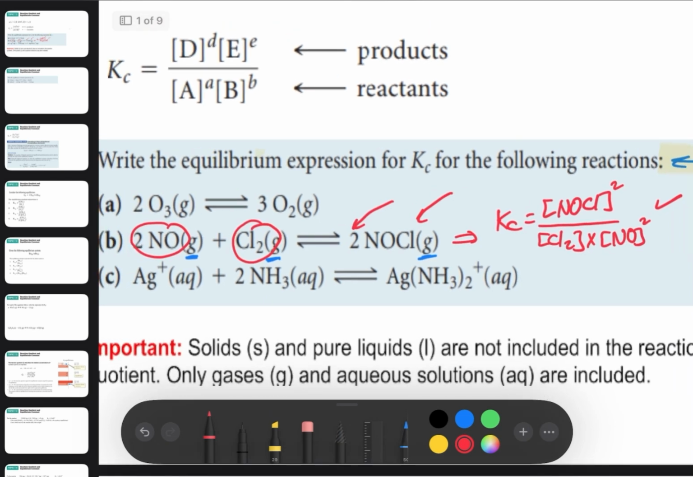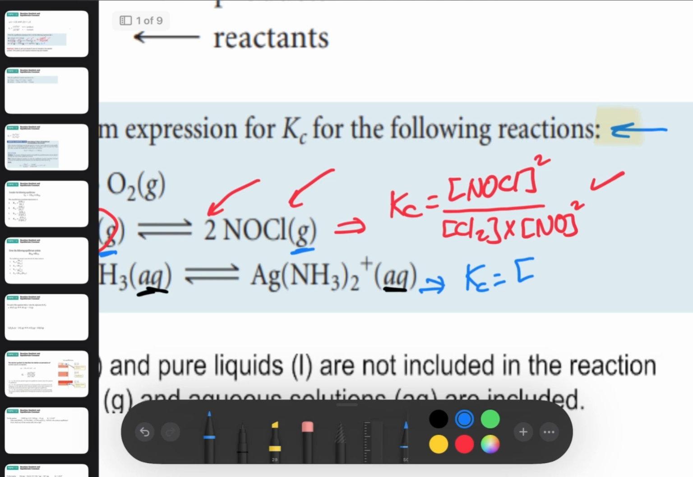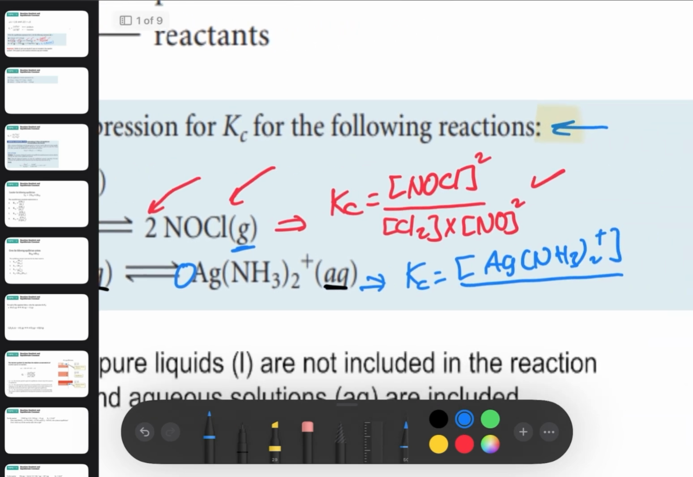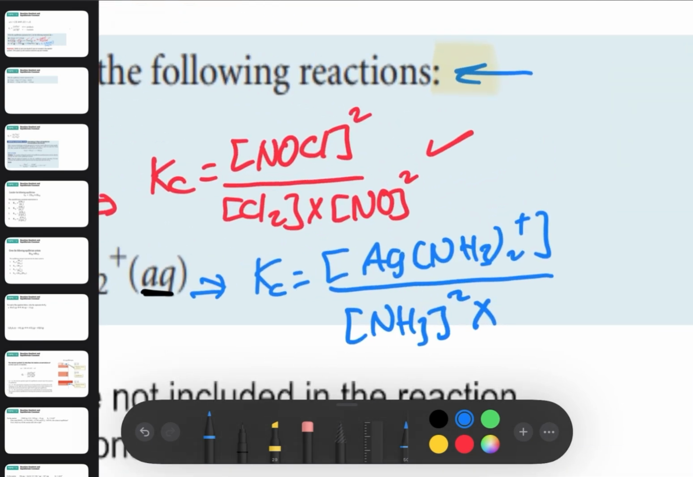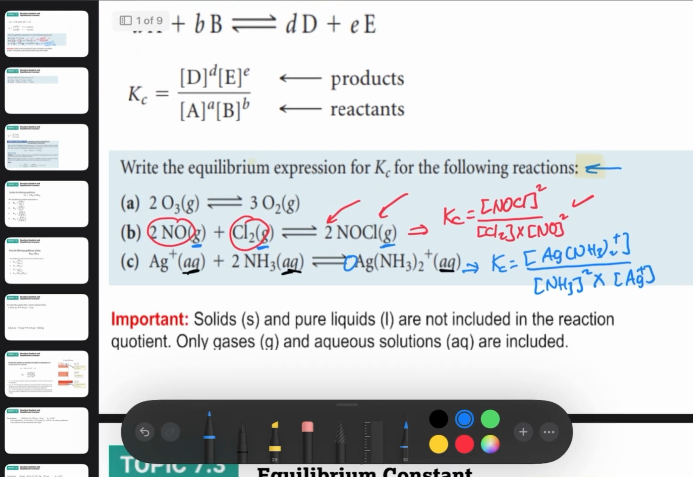Now let's go to the last one here. First of all, check the states: aqueous, aqueous, aqueous. Everybody's happy. Kc equals the concentration of Ag(NH3)2 positive, in square brackets, close the bracket. It's not multiplied by anything, so it's 1, over NH3 in aqueous form, multiplied by Ag positive. So this is the expression of Kc for this reaction.